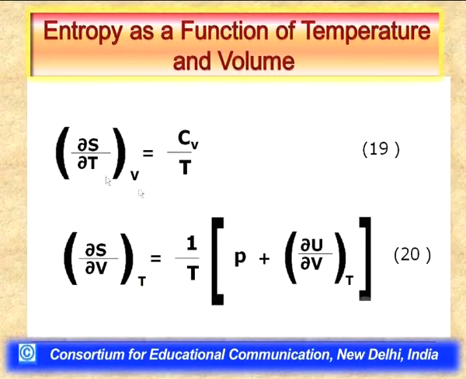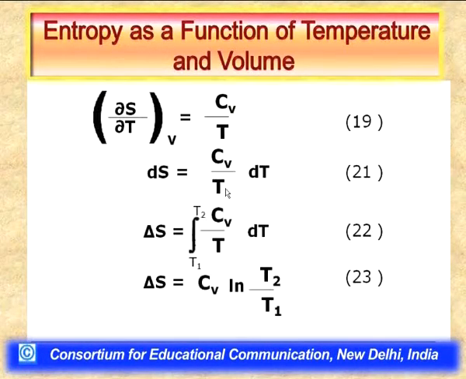So, the first one is okay with us, that is, we have just got a very simple expression for this differential coefficient in terms of just heat capacity divided by temperature. But for the second one we need further modification, and we would like to see in what way we can do it. For the time being, let us see how we can make use of the first differential coefficient to calculate entropy change.